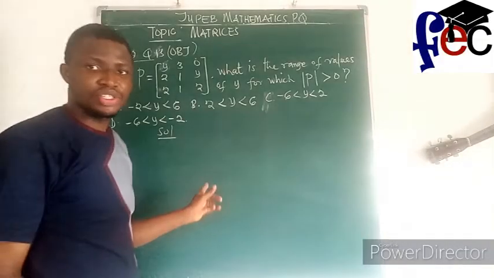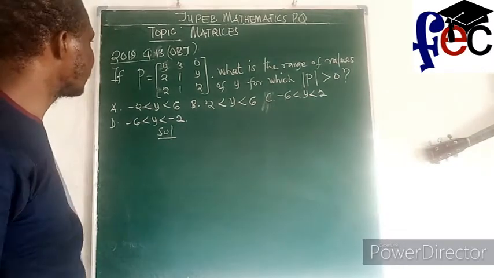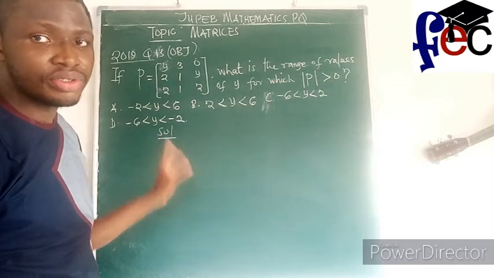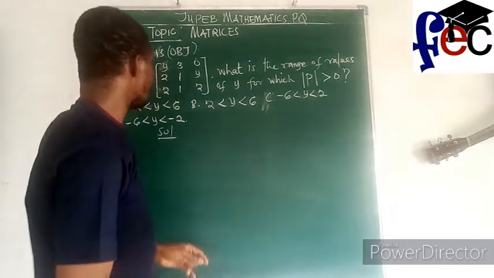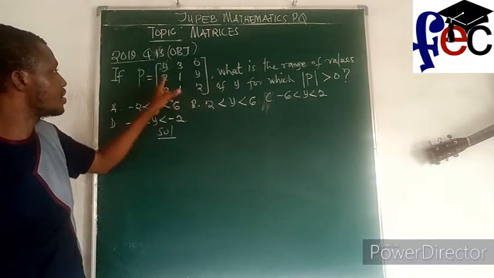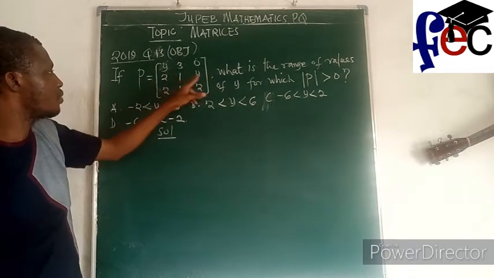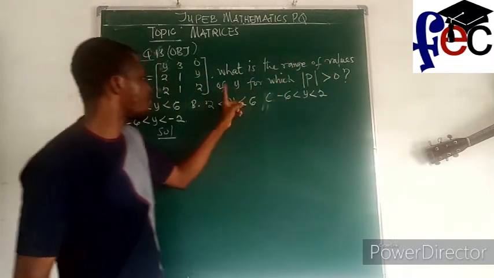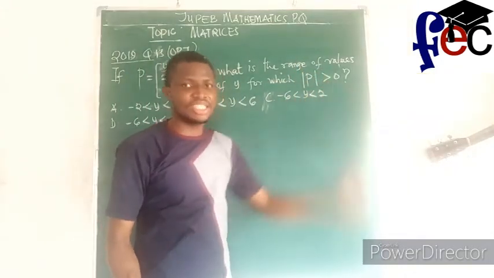Alright, this is another question. This is last year's JUPEB question, 2019 question number 13. There was no question in theory on matrix. This is just an objective question. It says if P is a 3 by 3 matrix such that the elements are y, 3, 0, 2, 1, y, this, what is the range of values of y for which the determinant of P is greater than 0?